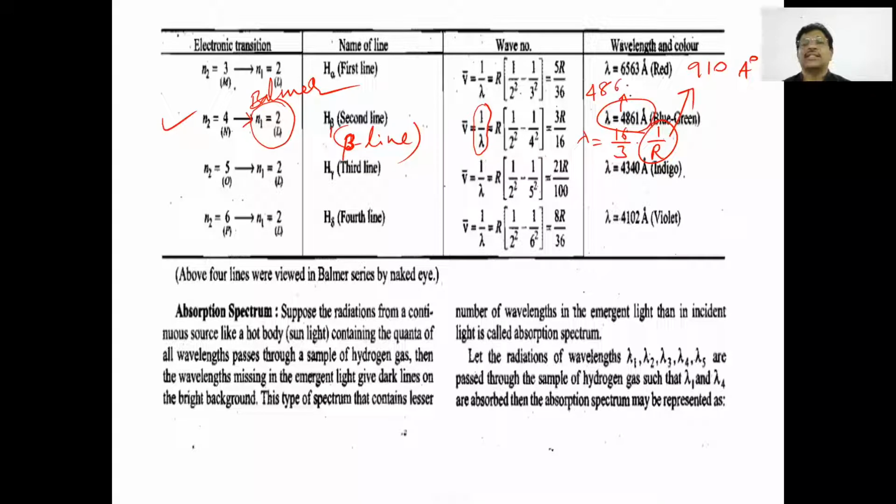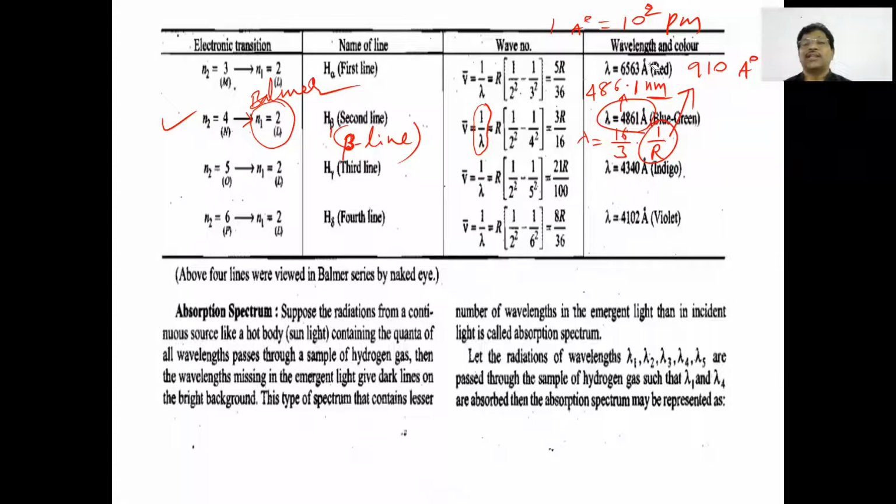486 means 486.1 nanometers we take. In nanometers, it will be 486.1 nanometers. And 1 angstrom, how many picometers? 100 picometers. Suppose you are asked to find out the value in picometers, then in place of angstroms, what can we write here?